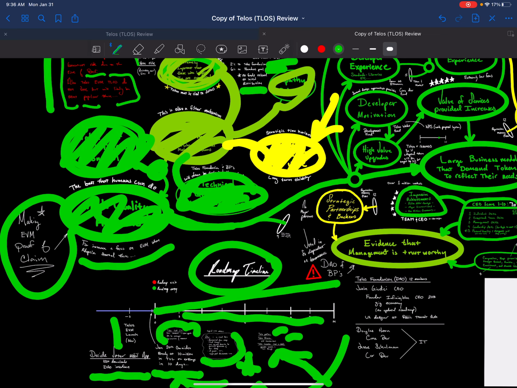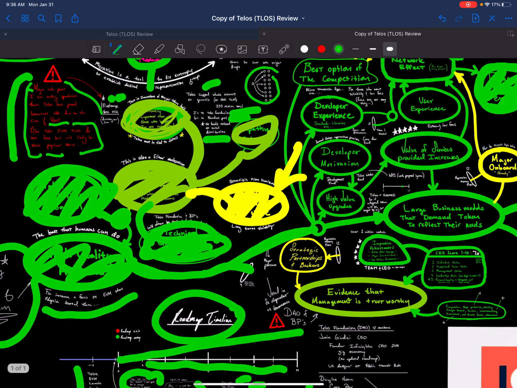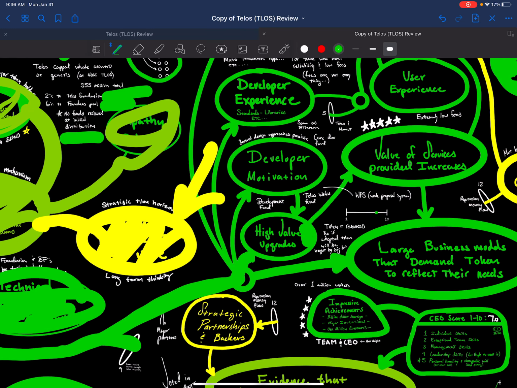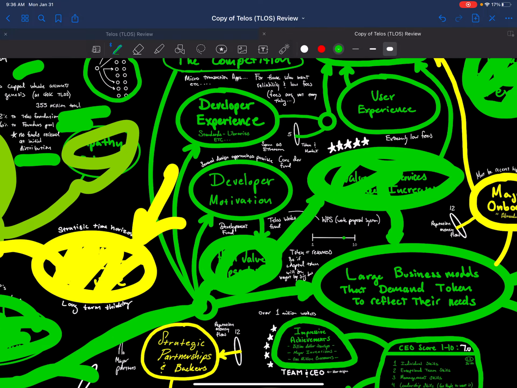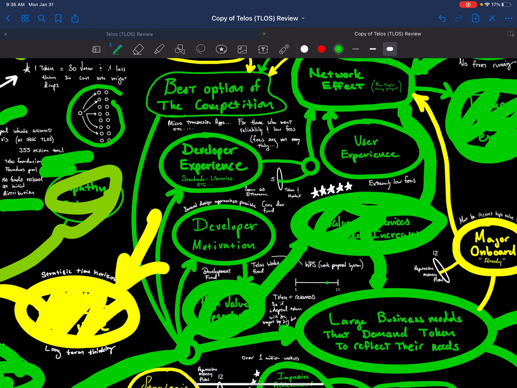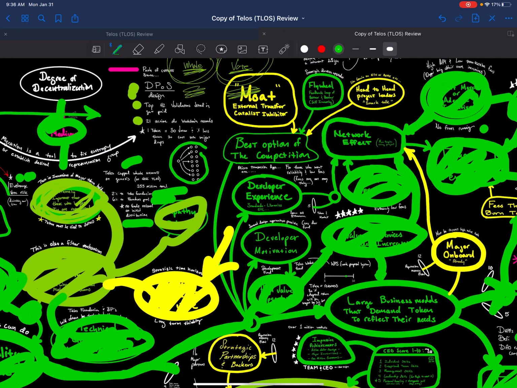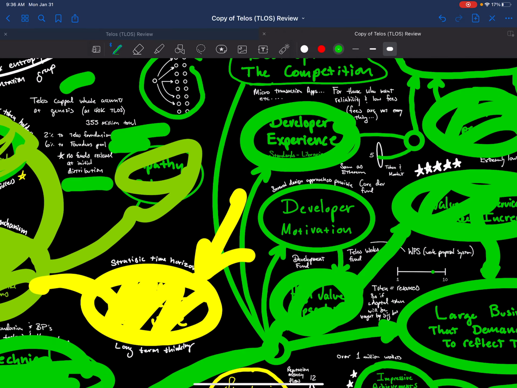So that high-value actions, we have a little bit of evidence, and we can see that, yes, the governance is working towards making high-value upgrades. And so value of services increases, leading to all these cascading events. The user experience is good on Telos. Developer experience is good, standard libraries, etc. You have the Ethereum virtual machine. So all of that is good. And they also have the USIO environment as well.